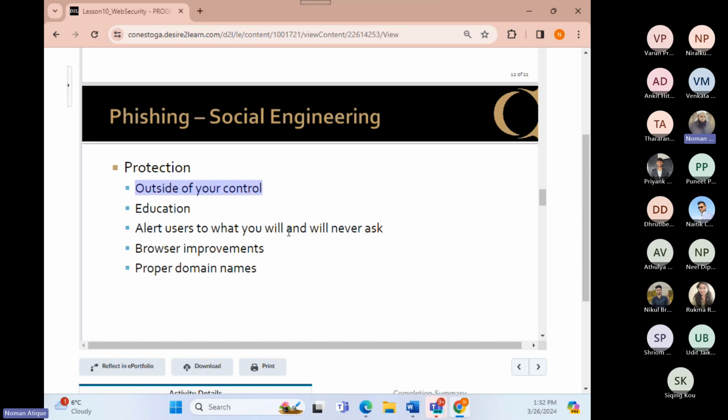So alert users to what you will and will never ask. As a company, you just tell them. That's why we keep getting these messages from banks that we will never ask you for the password or the key that we have sent you. Don't ever give this password to any one of us, because we will never ask you. That is a very important alert. We usually don't pay attention to them, but they are really important messages, because the company is trying to save you from loss.